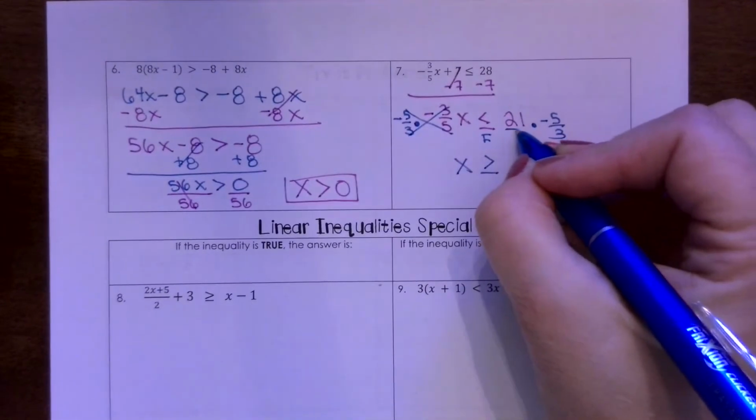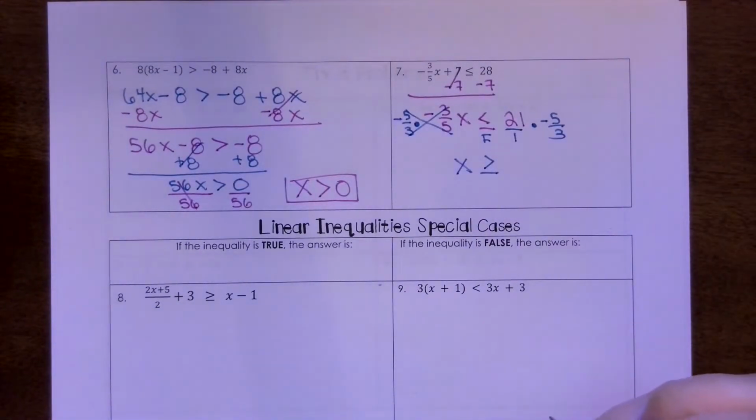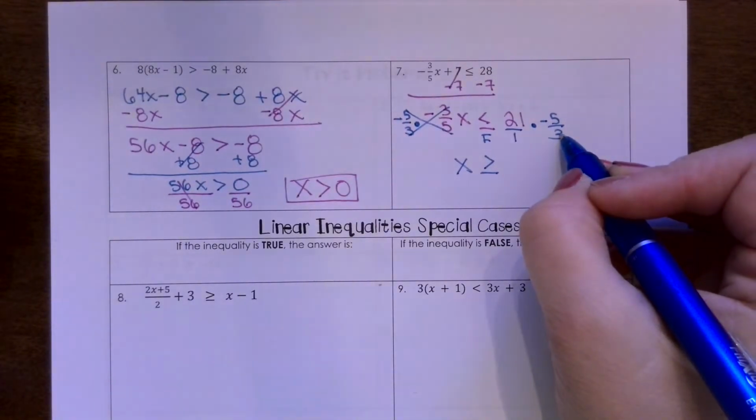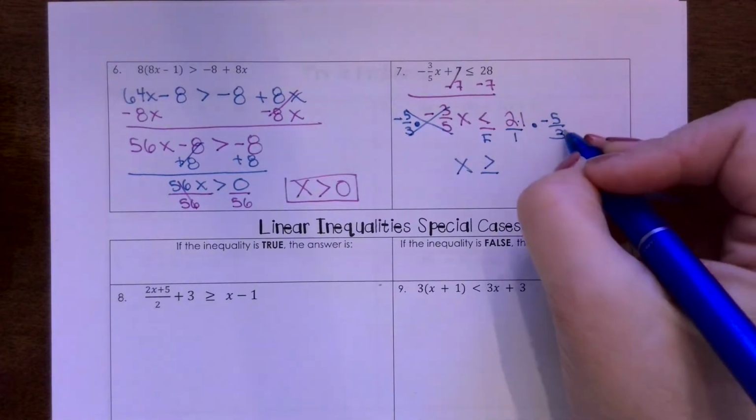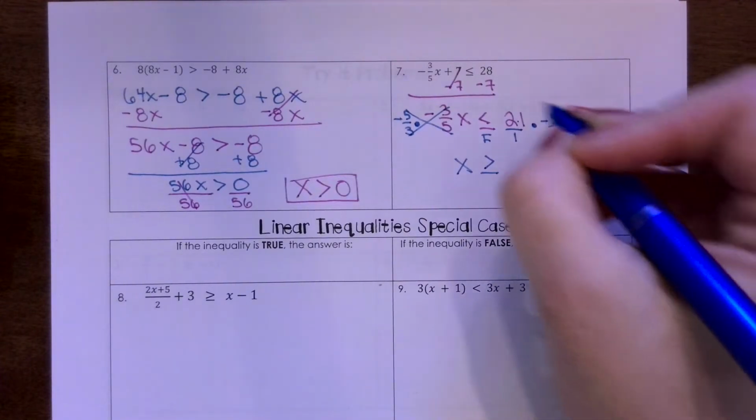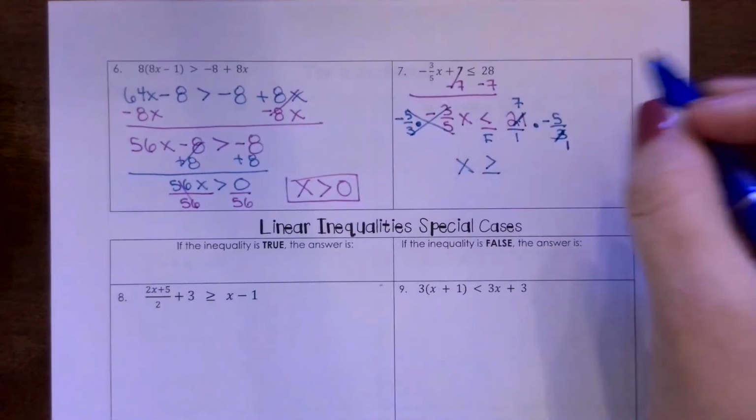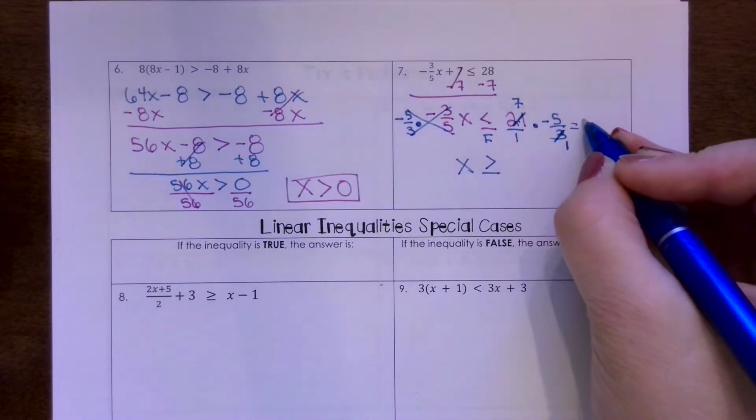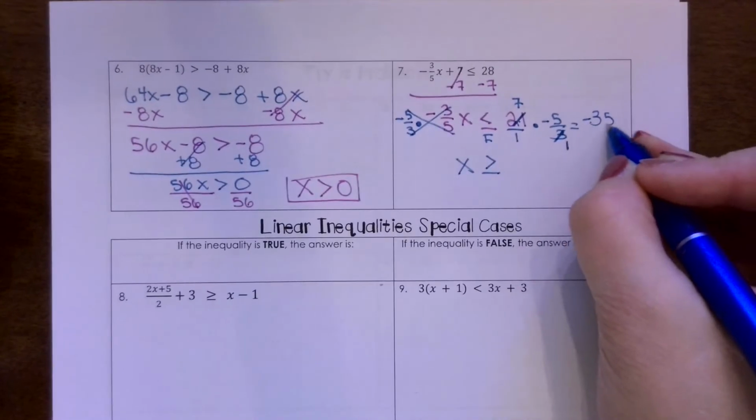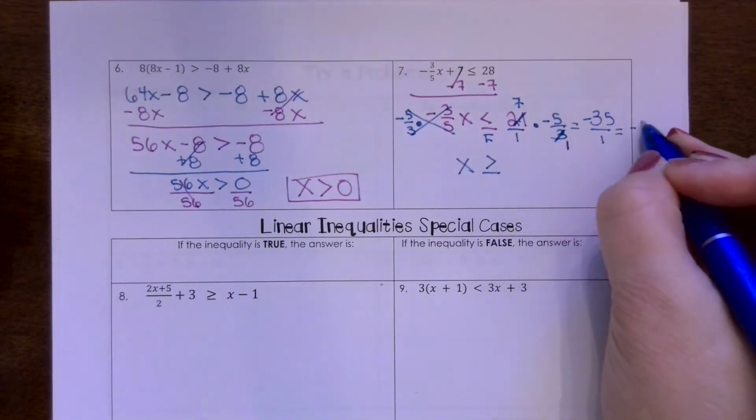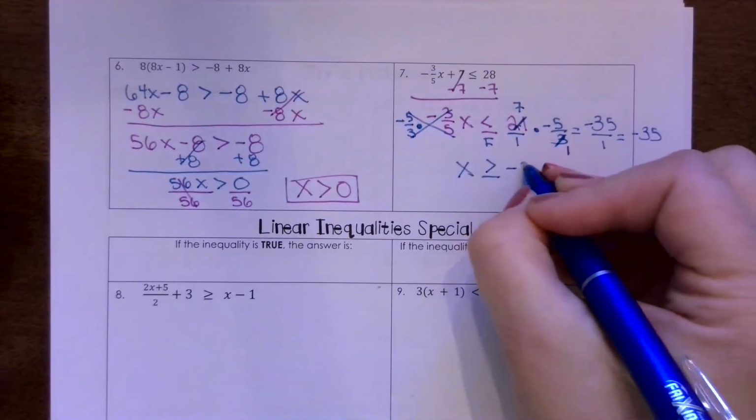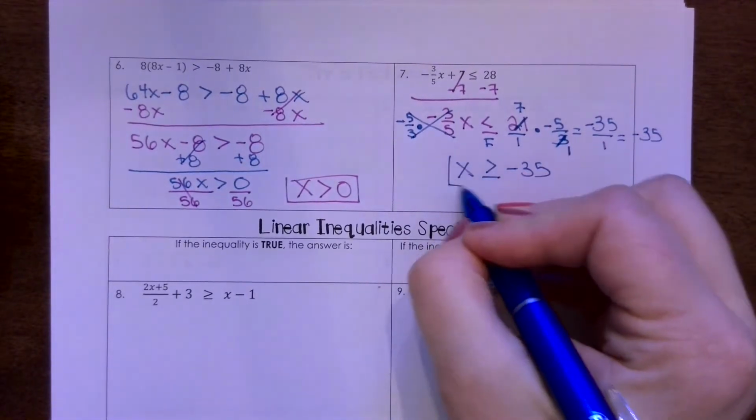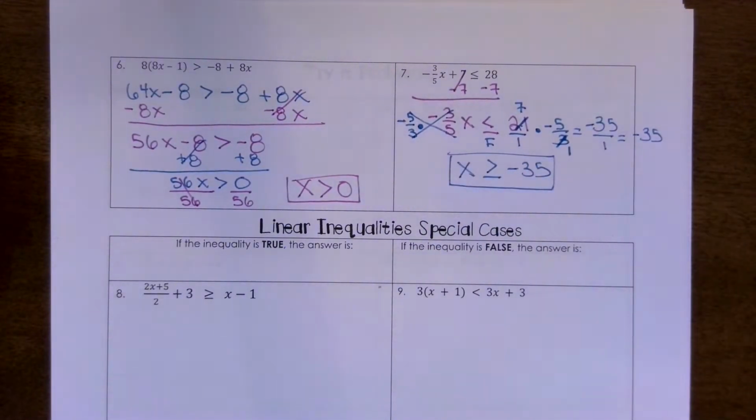And I'm going to multiply my fraction, put a 1 under here. I'm going to cross simplify because I have a denominator of 3, which goes evenly into 21. 3 divided by 3 is 1. 21 divided by 3 is 7. Multiplying fractions, I multiply straight across. I have 7 times negative 5, which is negative 35. 1 times 1, and this, of course, equals negative 35. So the answer is x is greater than or equal to negative 35.